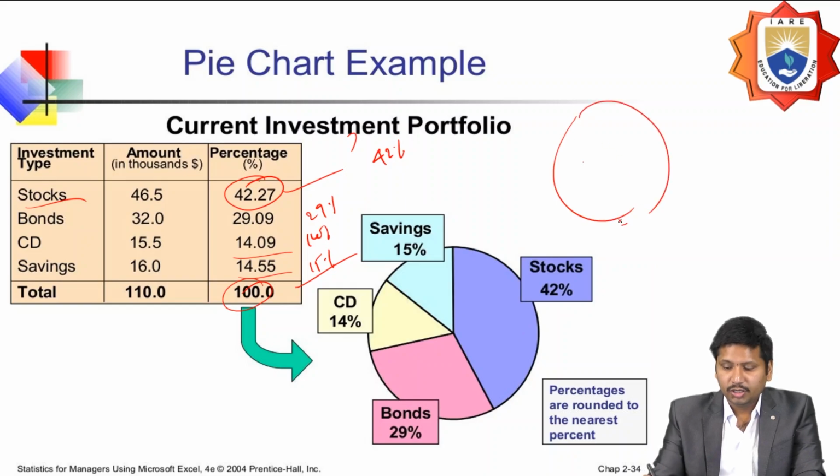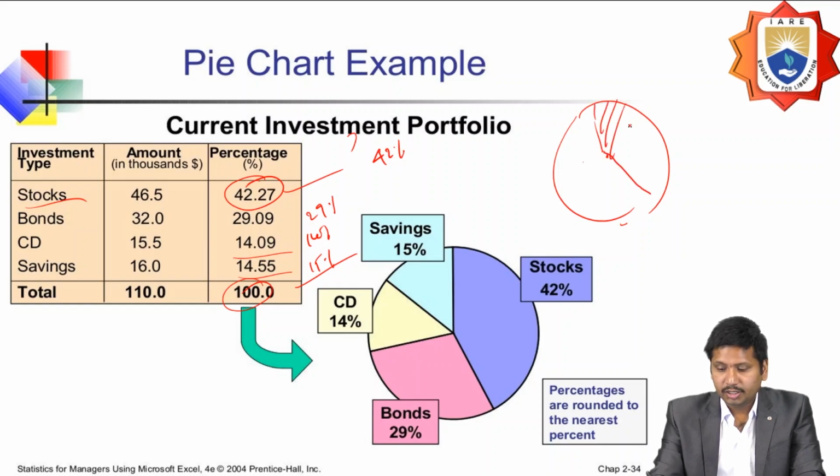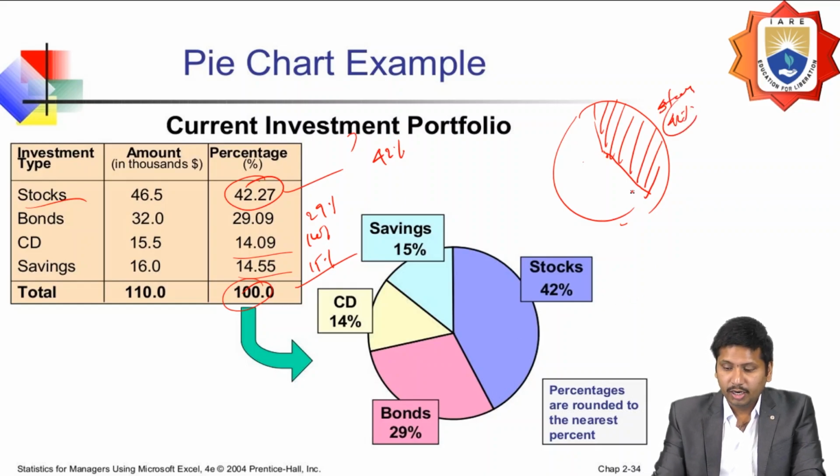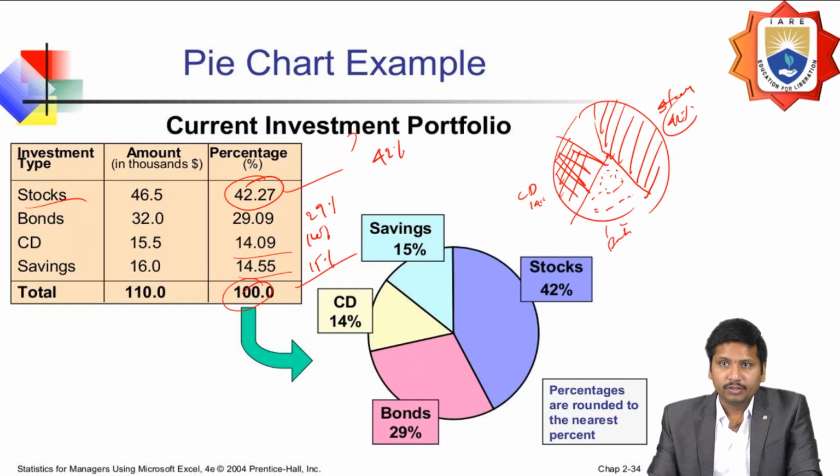So let's first draw a circle, making use of this protractor. Make an angle of 42 and represent this. This is for stocks, what I showed you in the diagram. And similarly I'm going to make an angle of 29. So this should be the bonds. And similarly next one should be CD, that should be current deposit. It should be 14% here. So like this I have to make use of this pie chart. In different visualizations I can also make use of different colors and different patterns for representing the example.